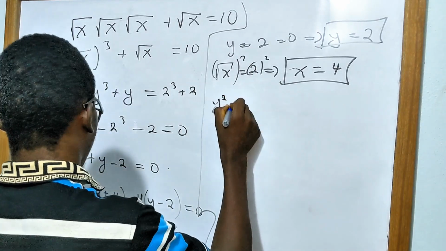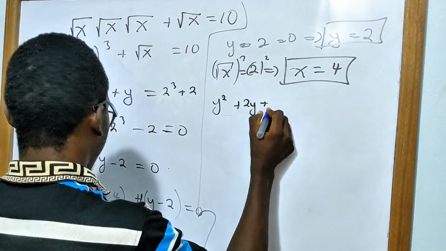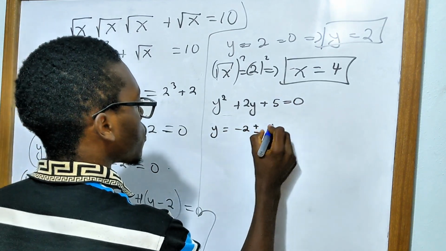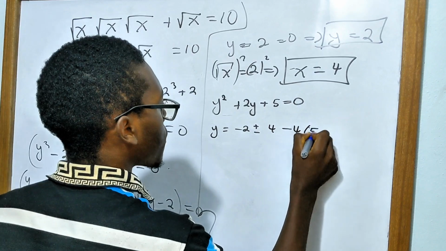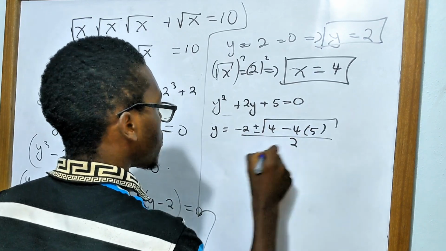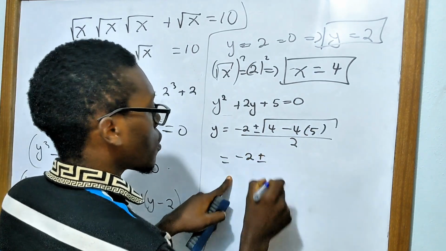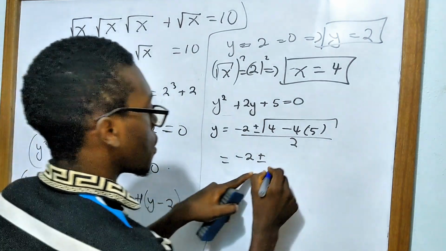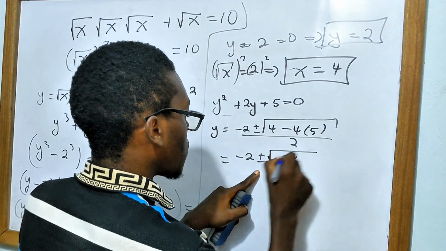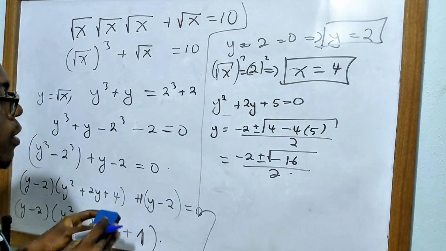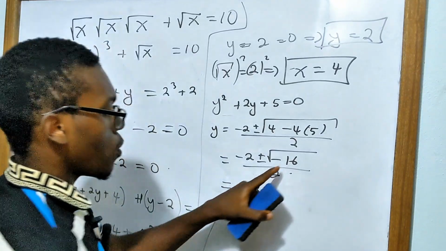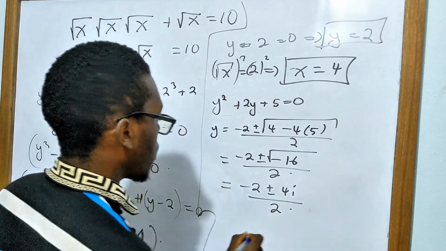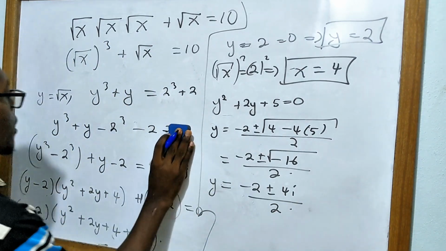That will be y squared plus 2y plus 5 equals to 0. y is equals to what? Negative 2 plus or minus square root of 4 minus 4 into 5, all over 2. That will be what? 4 minus 20, that will be negative 16. The root of negative 16, all over 2. And from here, we can have what? That will be equals to negative 2 plus or minus root of 16, which is 4i, all over 2.